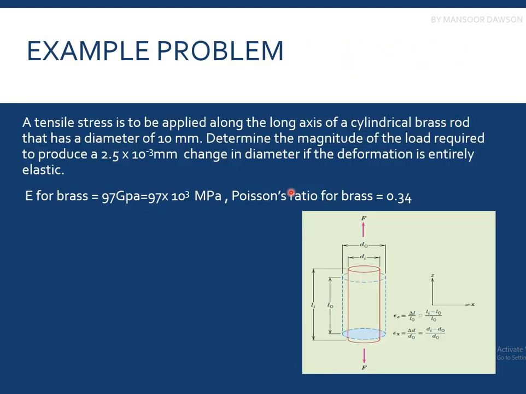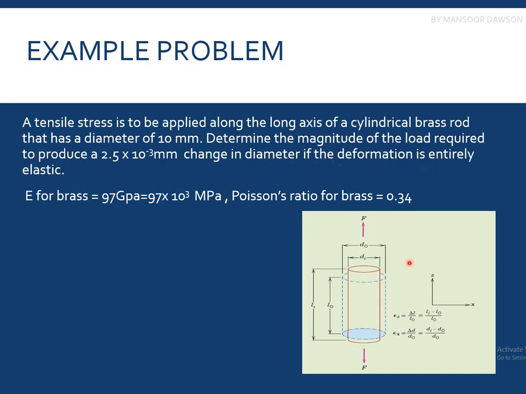So here we have an example problem which I'll be discussing. Let's read it. A tensile stress is to be applied along the long axis of a cylindrical brass rod that has a diameter of 10 millimeters. Okay, you can see this dashed figure, the dashed surface with the non-continuous lines, initially had a diameter of 10 millimeters. Determine the magnitude of the load required to produce a change of 2.5 times 10 to the power minus 3 millimeters, that is 2.5 micrometers, in diameter if the deformation is entirely elastic.